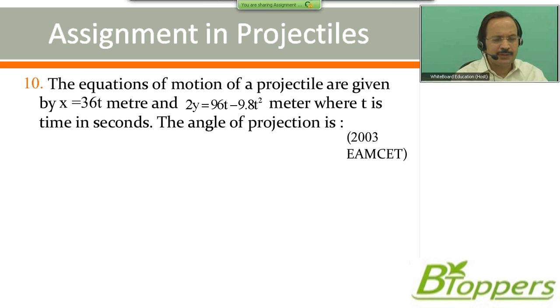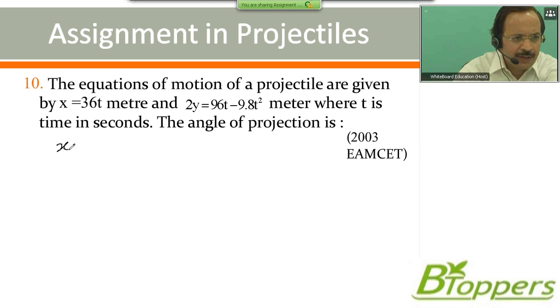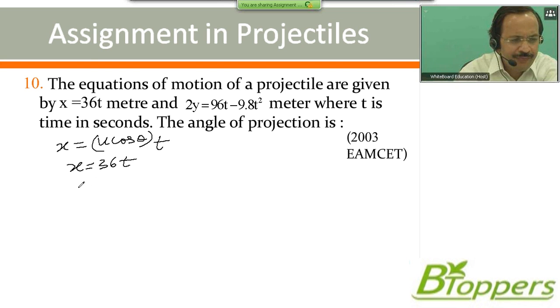The equations of motion of a projectile are given by x equal to 36 t meters and 2y equal to 96 t minus 9.8 t square, where t is time in seconds. So here, in the case of oblique projection, the horizontal displacement in time t is given by x equal to u cos theta into t. You compare this with the first equation given in the problem, x equal to 36 into t. So you get u cos theta equal to 36 meter per second.